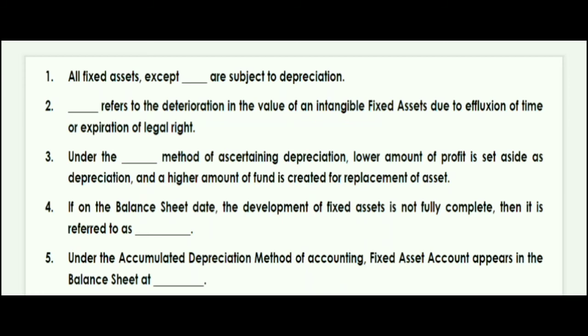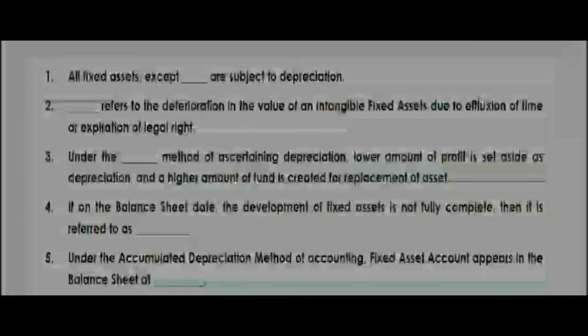Next is, under the accumulated depreciation method of accounting, fixed asset accounts appear in the balance sheet at what? So the answer is original cost. Let's see the next question now.